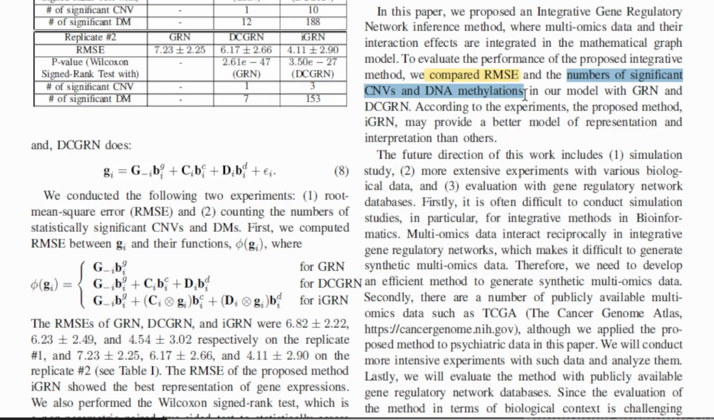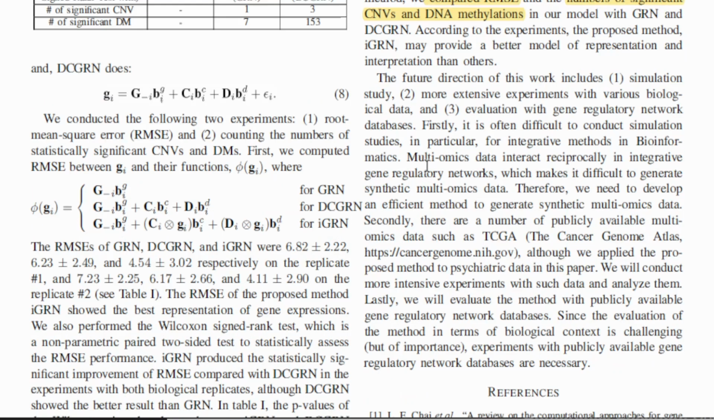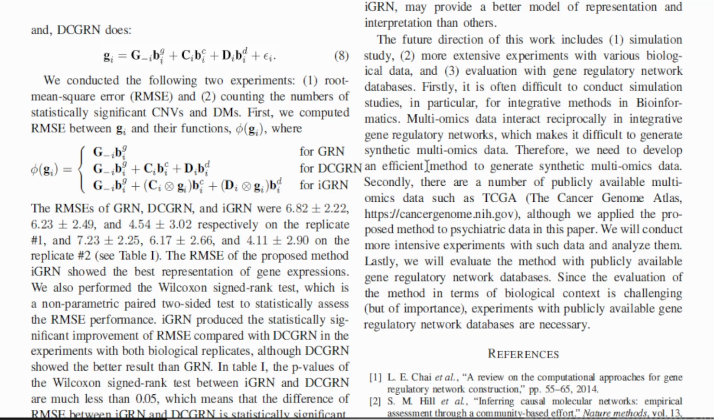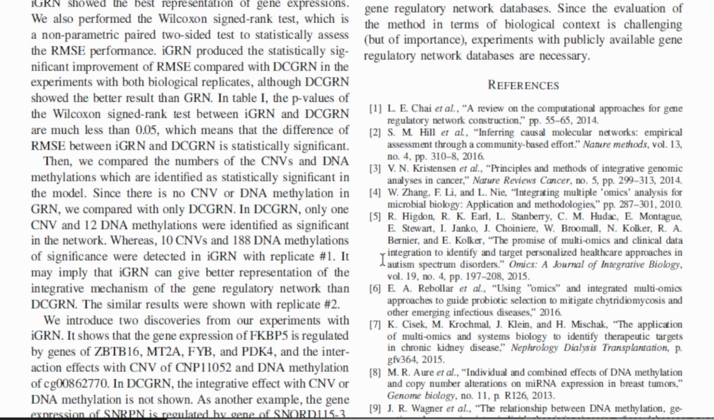We conducted the following 2 experiments: 1. Root mean square error, RMSE, and 2. Counting the numbers of statistically significant CNVs and DMs. First, we computed RMSE between the gene expressions and their functions. Multi-omics data interact reciprocally in integrative gene regulatory networks, which makes it difficult to generate synthetic multi-omics data for simulation. Therefore, we need to develop an efficient method to generate synthetic multi-omics data. G_IBF plus CIP plus DIB for DCGRN, and G_IBF plus C plus D for iGRN.